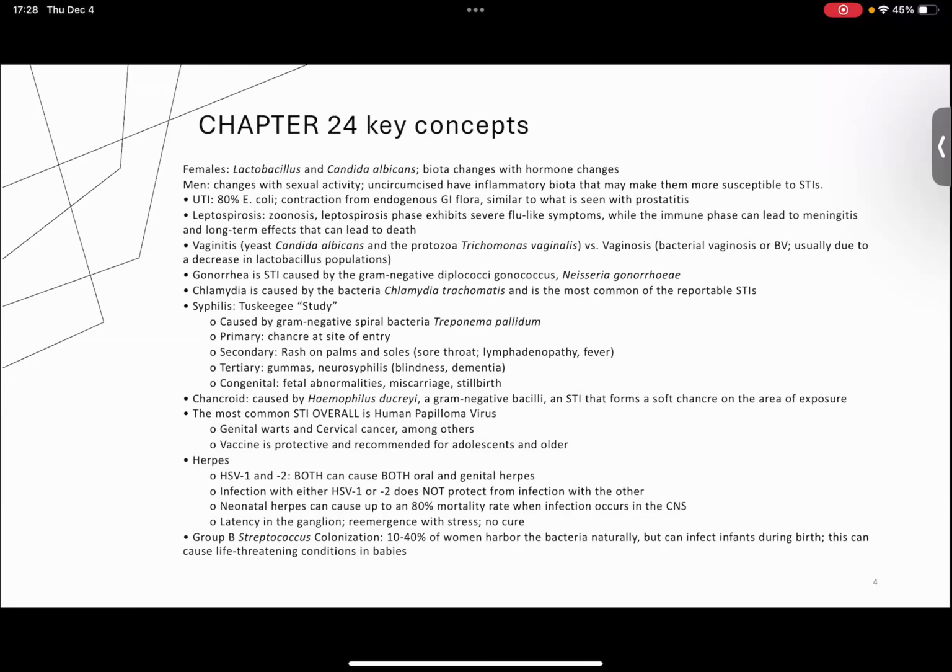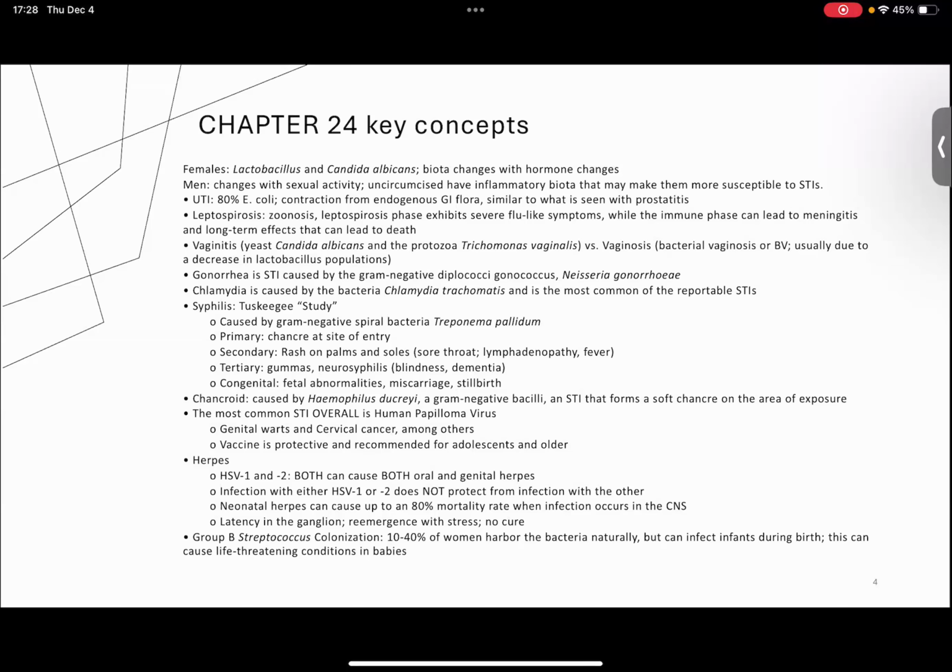Okay. We already talked about group B strep, as I mentioned, but it's at the bottom of this slide. So again, this is not a sexually transmitted infection. Group B strep includes Streptococcus agalactiae, which is most commonly what is associated with this issue.